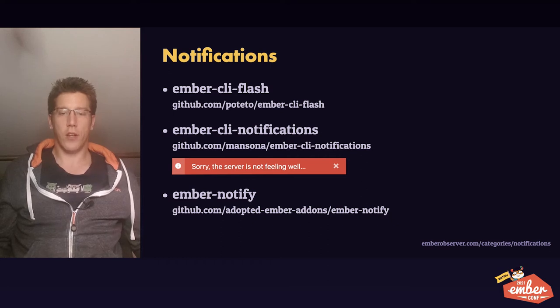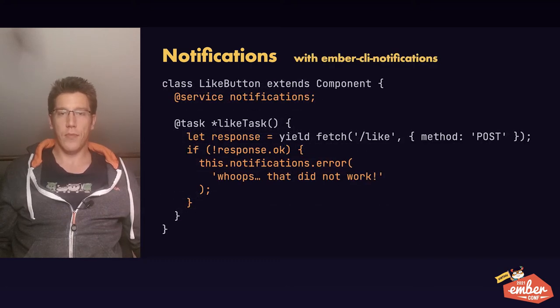Here's a small list of add-ons that provide such a system: Ember CLI Flash, Ember CLI Notifications, and Ember Notify. For this talk, I've chosen to use Ember CLI Notifications, but the others all work roughly the same way. And it looks like this. First, we inject the notification service. Then, if the request fails, we call the error method on the service to show an error notification.